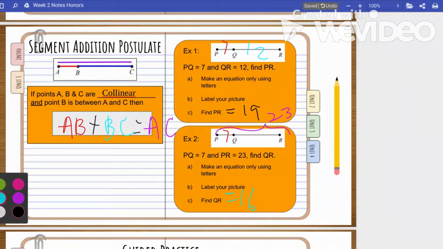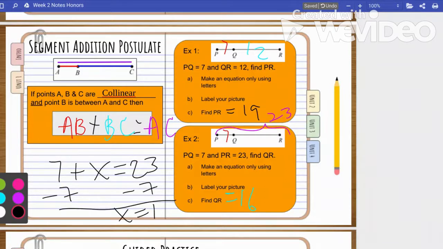Okay, again, you can do it two different ways. You can do 7 plus x equals 23 and solve. Or you can just subtract 7 from 23 to get x equals 16.